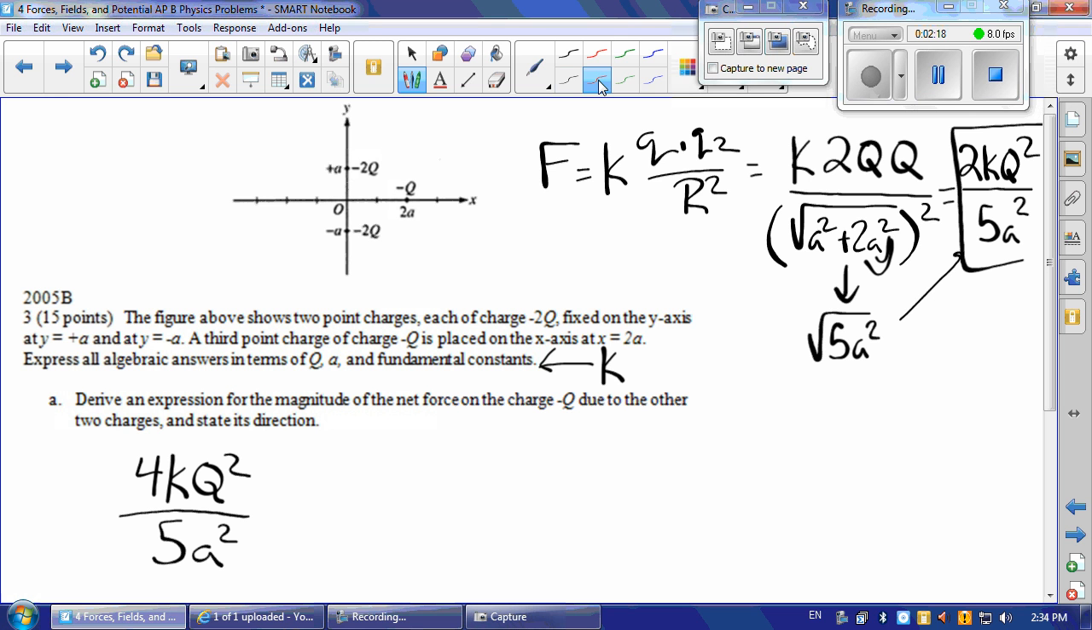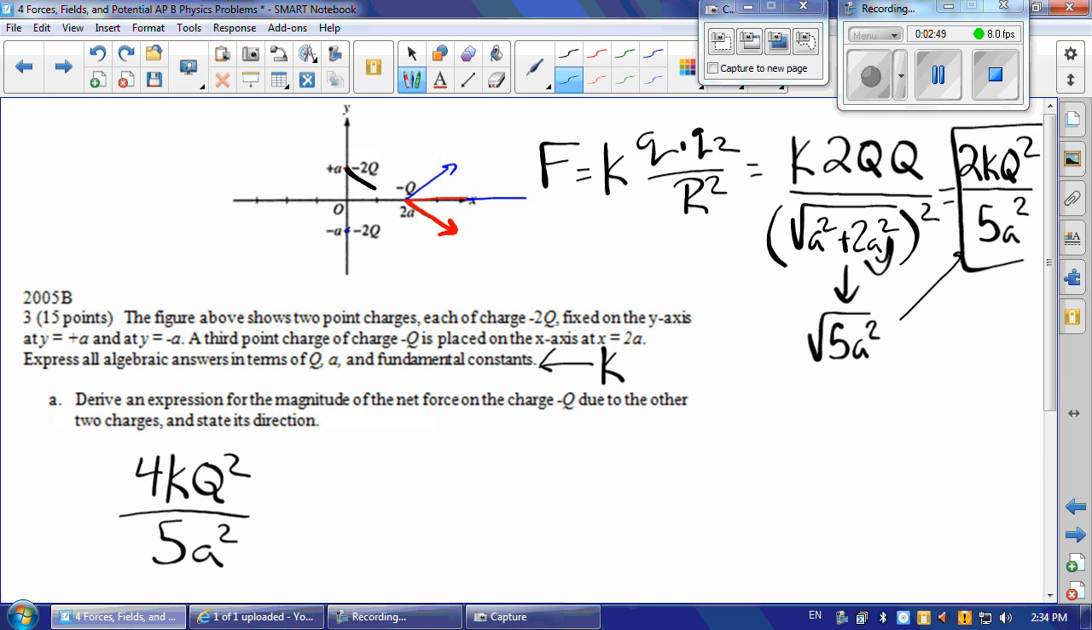And the very last thing you have to do is state its direction. Well, I know that this charge right here is going to push this way, and this charge right here is going to push this way. So that means my y components cancel out. But if you look, my x components will add up, one plus the other. So if I can find the x component of one, I can find the x component of the other. And once again, since I've doubled it, it'll be fine.